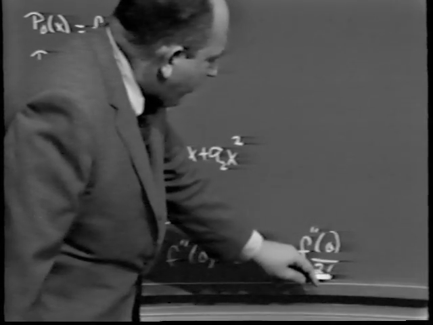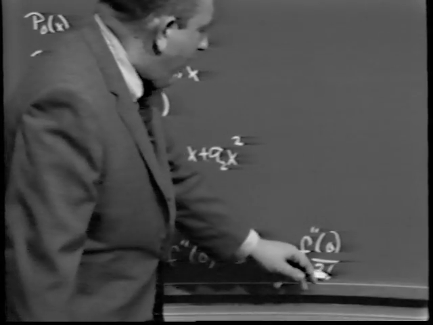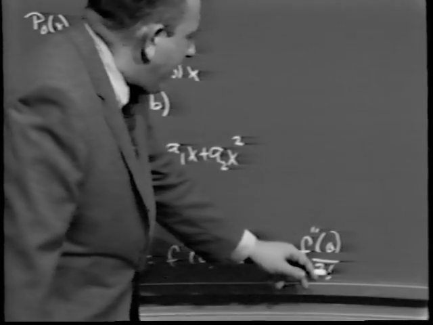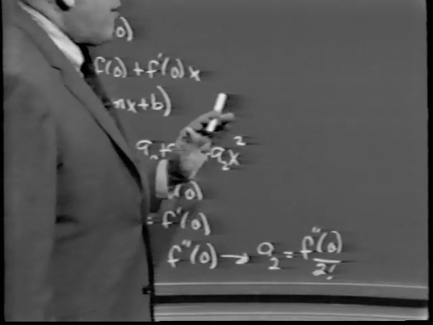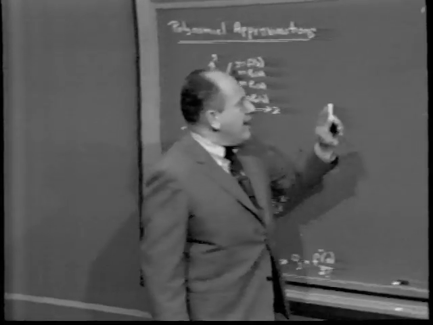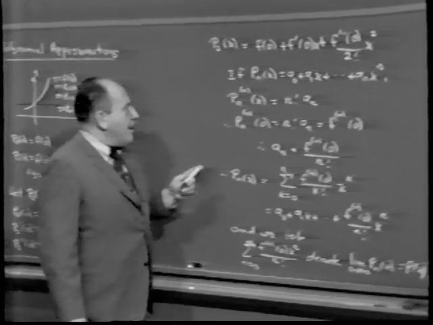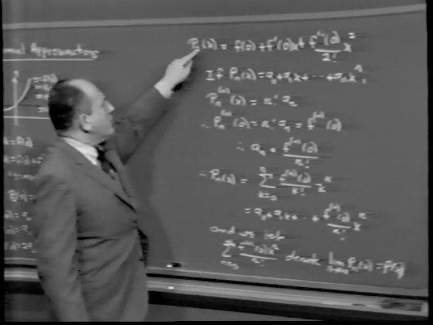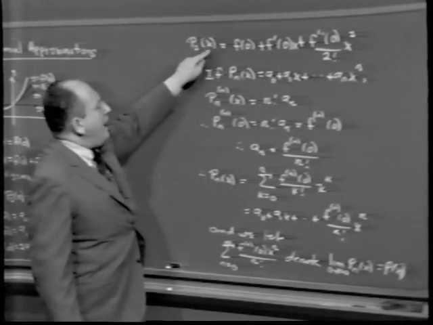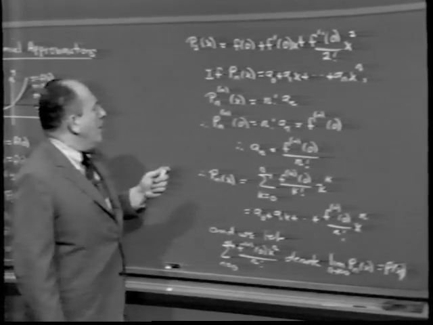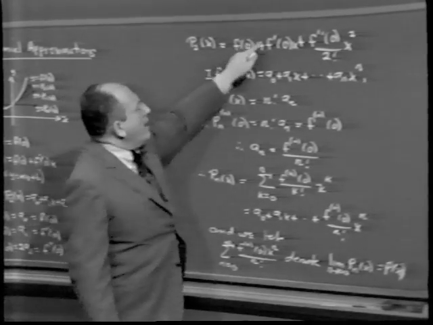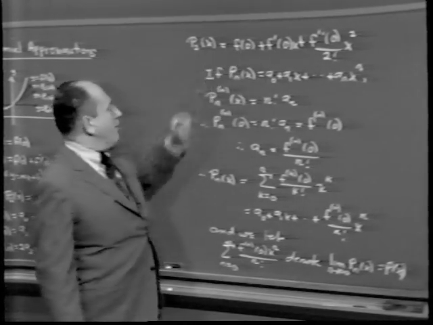I inadvertently wrote in 2 factorial here, which is the right answer, but I haven't led up to that yet, so if you want to call this 2, that's fine. At any rate, here's what I've shown. What I've shown is that if you want the polynomial of degree 2 that fits the curve the best in a neighborhood of 0, comma f of 0, this is how the coefficients must be chosen.